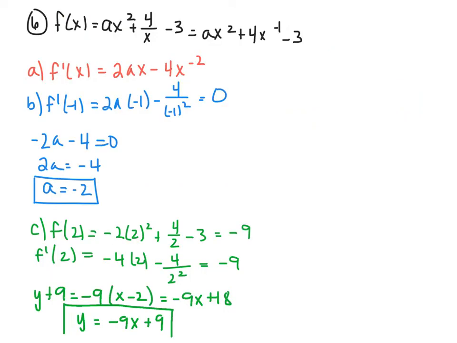Number 6, they give us a function f of x equals ax squared plus 4 over x minus 3, which I rewrote as ax squared plus 4x to the negative 1 minus 3. And part A wants us to find f prime of x, the derivative of that function.